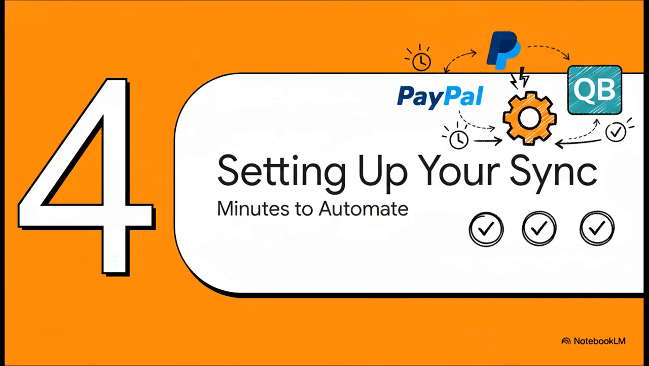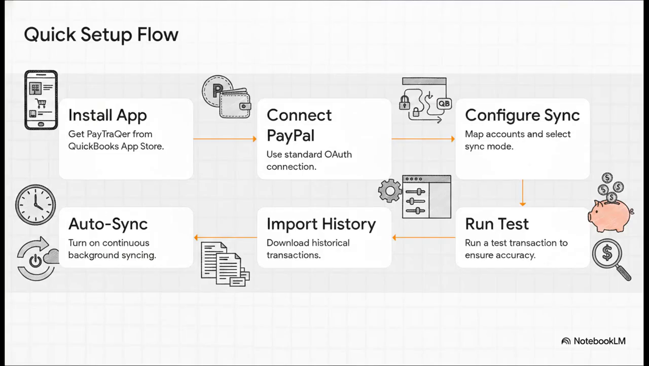From zero to automated in minutes. Following these 6 exact steps ensures a completely flawless transition. First, just install the PayTraQer app from the QuickBooks App Store. Second, securely connect your PayPal account. And don't worry, it uses OAuth so your passwords are never shared. Third, configure your sync settings. Fourth, run a quick test transaction just to guarantee everything is landing in the exact right buckets. Fifth, import your historical data. And finally, step 6, flip that switch on AutoSync and let it run.